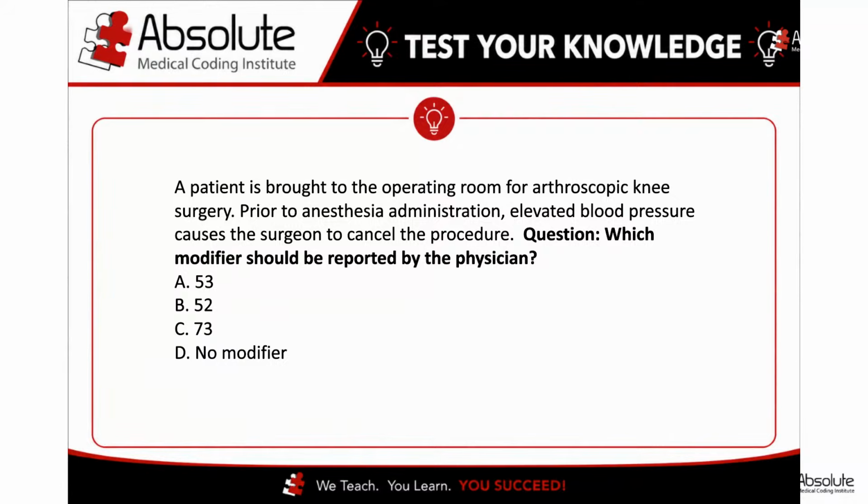All right. Which modifier should be reported by the physician? A, 53, B, 52, C, 73, D, no modifier. A patient is brought to the OR for arthroscopic knee surgery. Prior to anesthesia administration, elevated blood pressure causes the surgeon to cancel the procedure. Okay, coders, what is the answer? Type your answers in the chat.